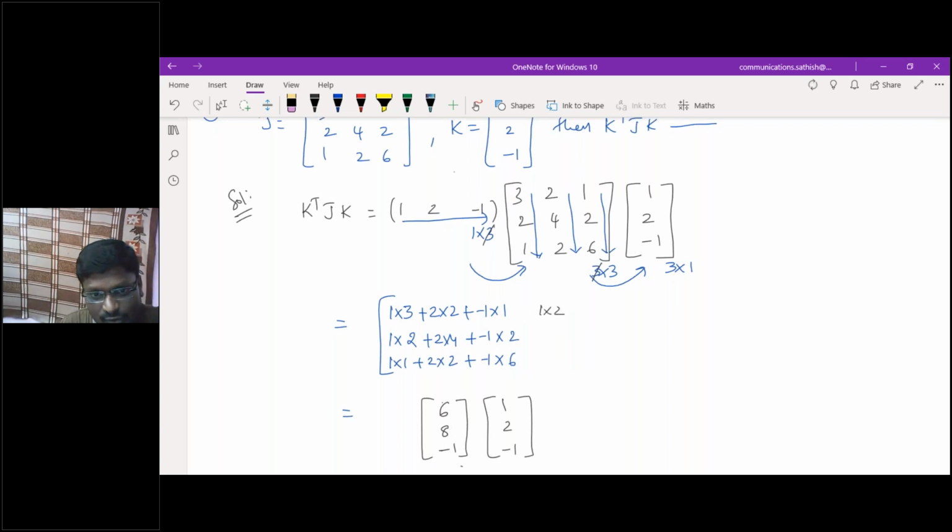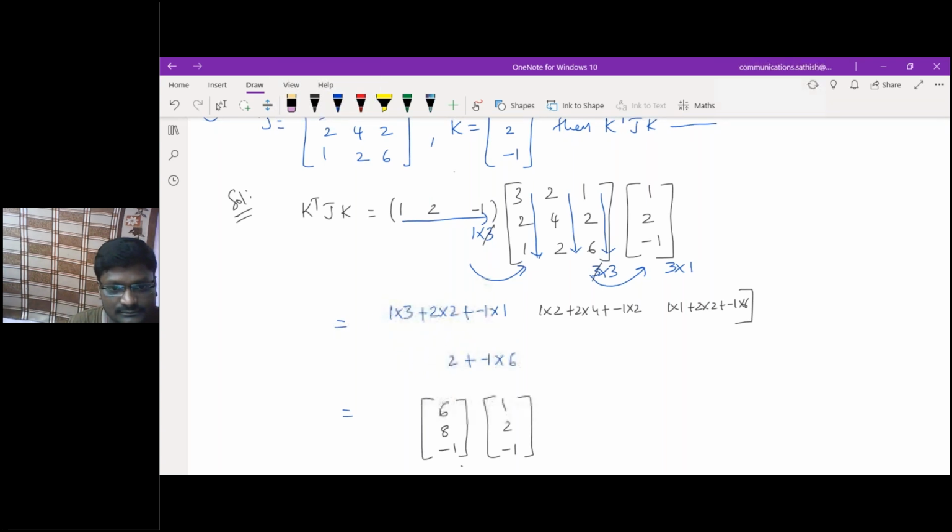I should write it as 1 into 2 plus 2 into 4 plus minus 1 into 2. Then this one: 1 into 1 plus 2 into 2 plus minus 1 into 6. Am I correct now? Yes. This will be multiplied with what? 1, 2, minus 1, right?